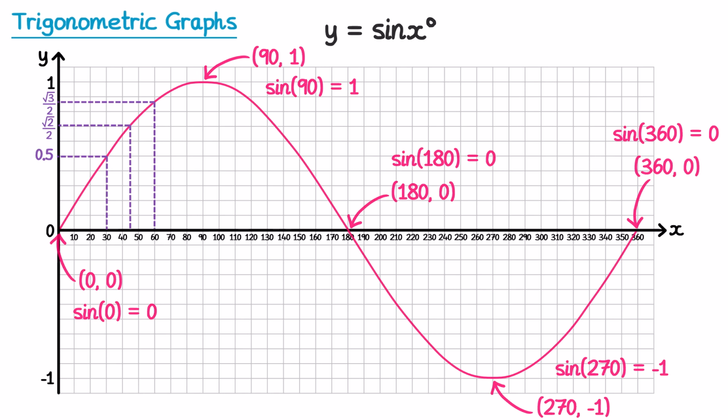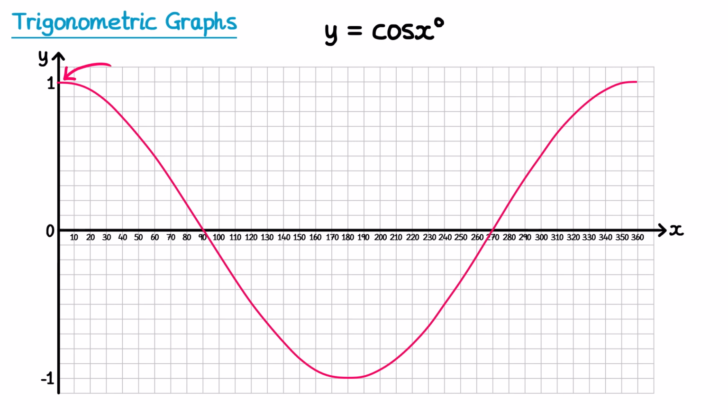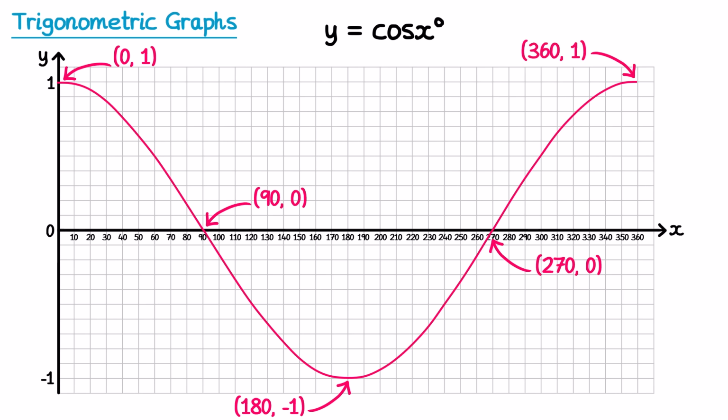Now let's have a look at y equals cos of x. So for cos of x, we actually start up at positive 1. We come down through the axis at 90, we hit the lowest point at 180, we come back through the axis at 270, and then reach the top again at 360. So the key coordinates for this one are this one here, 0, 1, this one here, 90, 0, this one, which is 180, negative 1, this one is 270, 0, and the final one, 360, 1.